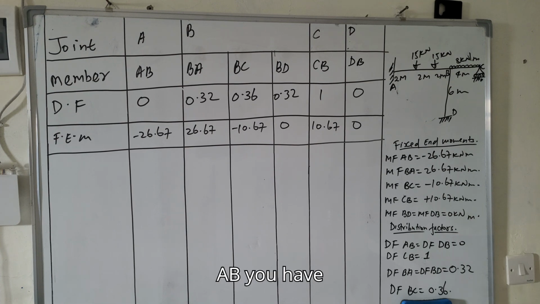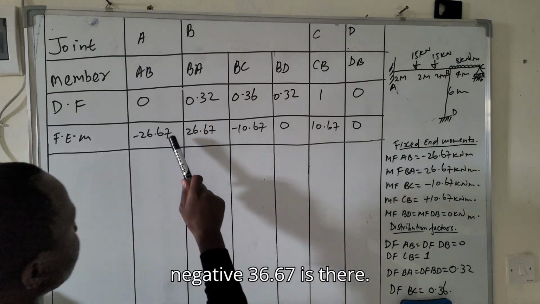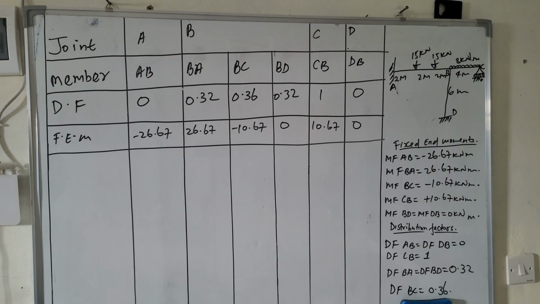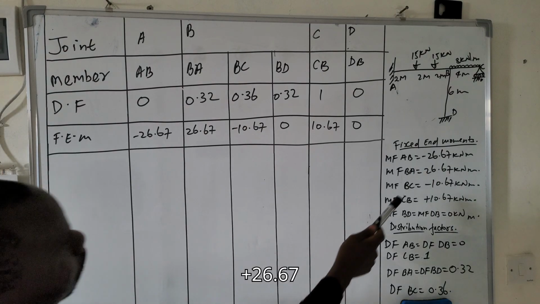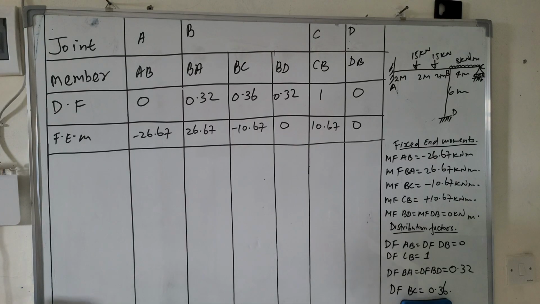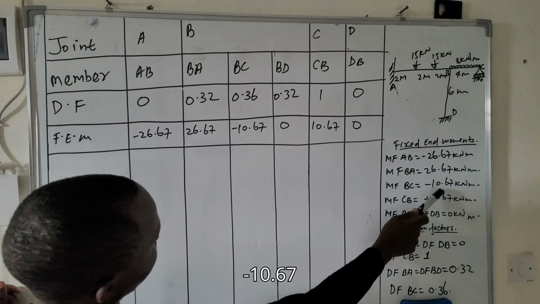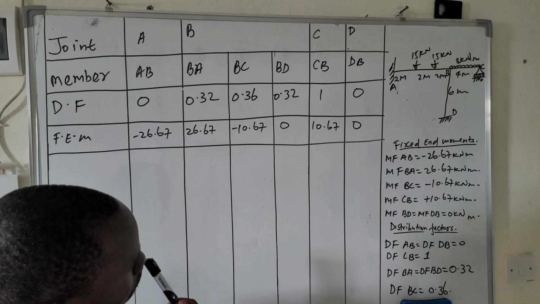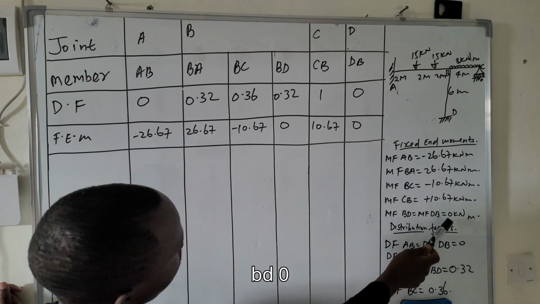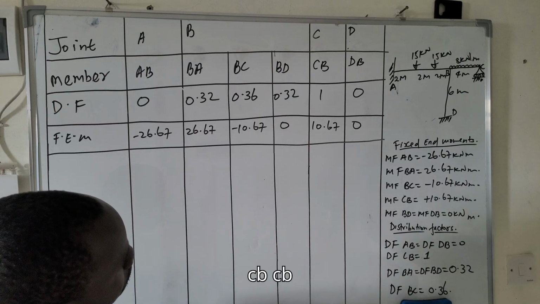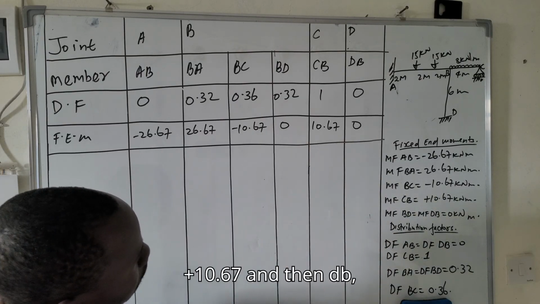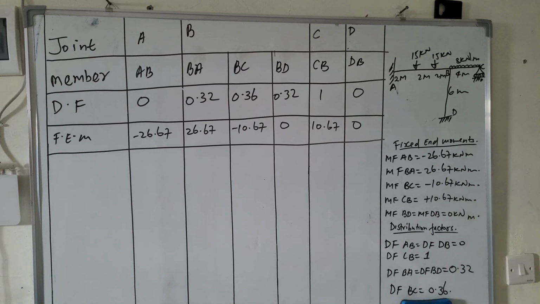We proceed to fixed end moment. For AB, we have negative 26.67. BA, positive 26.67. BC, negative 10.67. BD, 0. CB, positive 10.67. And DB is 0. So after you have inserted all the values you have calculated, now you can start balancing this frame.